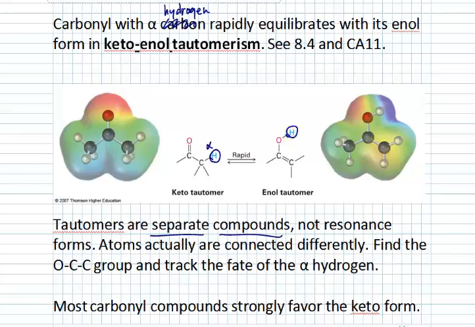An excellent way to track this down is to find the OCC group. In the keto form, it's O double bond C single bond C. In the enol form, it's O single bond C double bond C. Like that. So track the fate of the alpha hydrogen. It was on the alpha carbon in the keto form, now it's on the O in the enol form. The double bond also migrates between the CO in the keto form to the CC in the enol form. So we have this 3-atom unit here where everything sort of swaps from one end to the other.